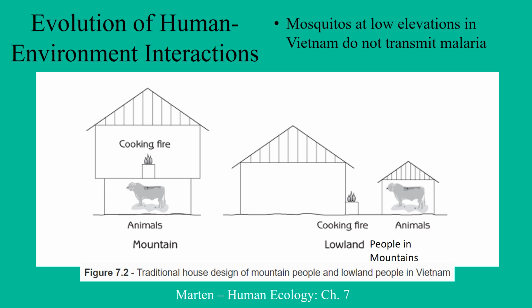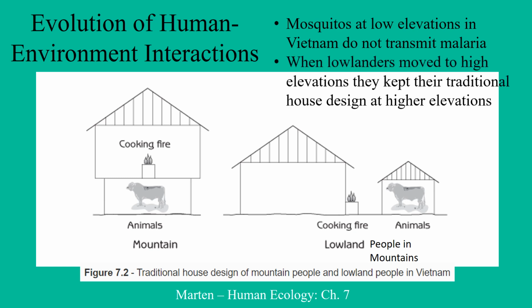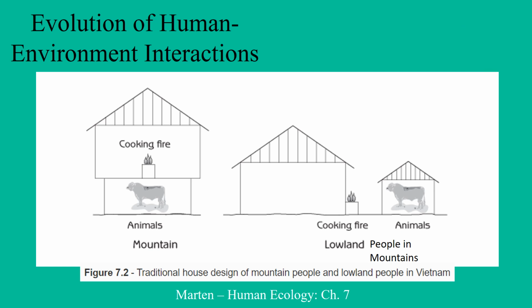But when you take the lowland people and move them up into the mountains, and they still keep the same house design, then that was potentially a problem, as I'll explain. When lowlanders moved to high elevation, again, they kept that traditional structure, so now they're building the same sort of thing. It doesn't seem like a big issue, but that was the difference in whether they caught malaria or not. The reason for this is that the high elevation mosquitoes carry malaria, and they happen to be deterred by smoke.